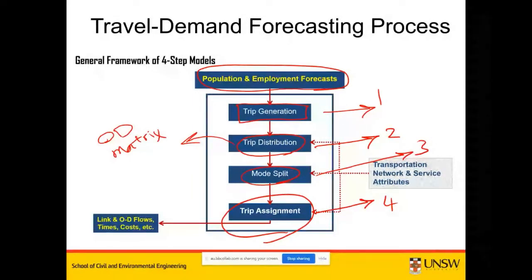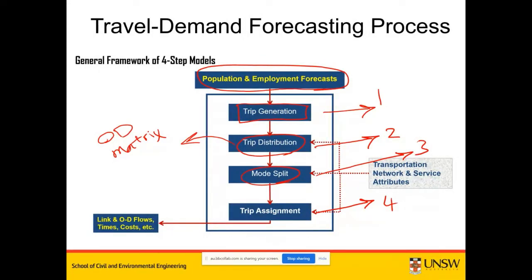Also, another example of trip assignment is that you can apply the same concept to walking trips. So for example, if you want to walk from A to B, let's say it's a 1 kilometer walk, which route do you take? And that gives us an indication of which footpaths will be crowded, which footpaths will have higher travel time, etc.